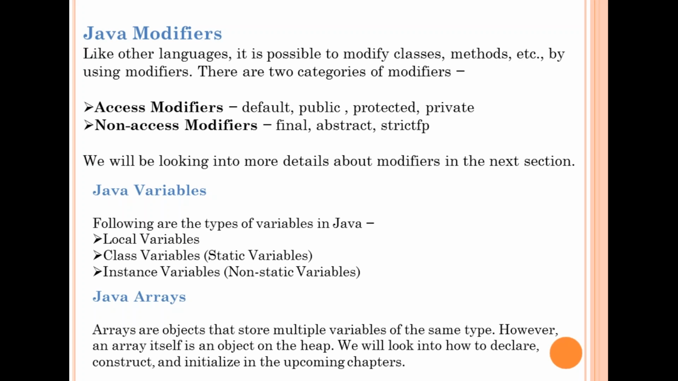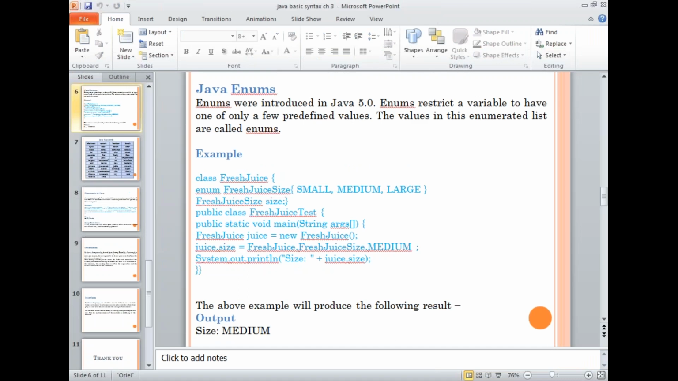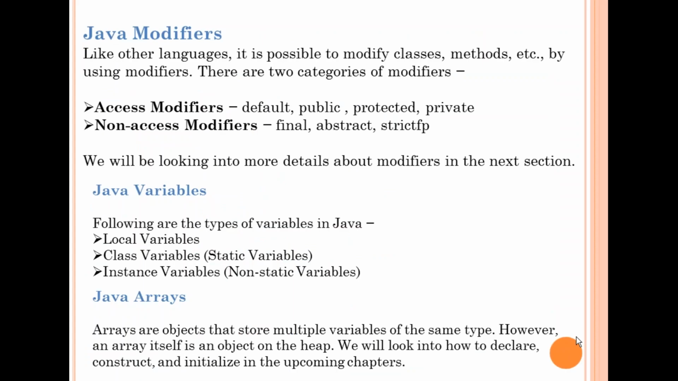After the first character, identifiers can have any combination of characters. A keyword cannot be used as an identifier. Most importantly, identifiers are case sensitive. Examples of legal identifiers are age, $salary, _value, __1_value. Examples of illegal identifiers are 123abc, -salary, etc.